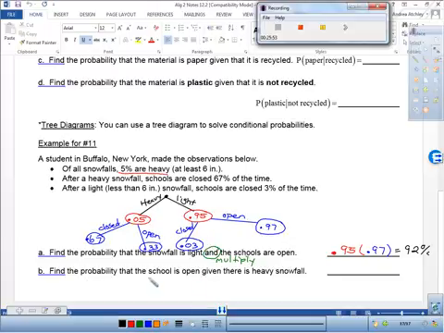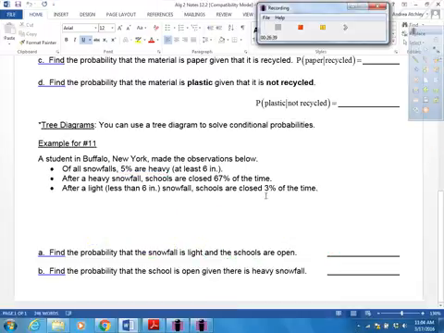Okay, next one. Find the probability the school is open given there is heavy snowfall. So given that there is heavy snowfall, this is nice because we just look at that. So here's heavy snowfall. And what is the percentage that they're open? 33% right here. Which is 33%. Any questions over that? We're all good? Okay, on the back. Let's go and do those ones. Make sure we've got this down.